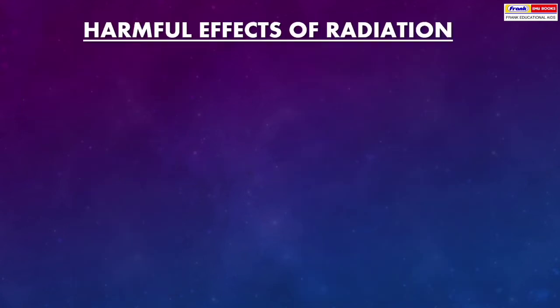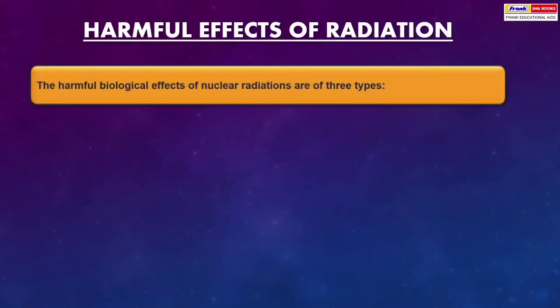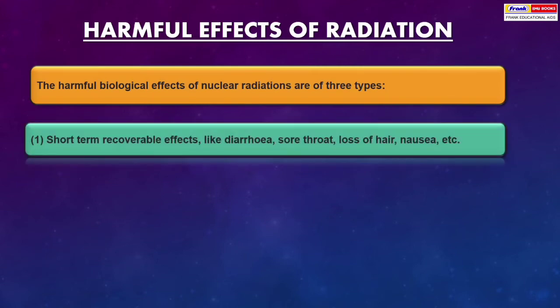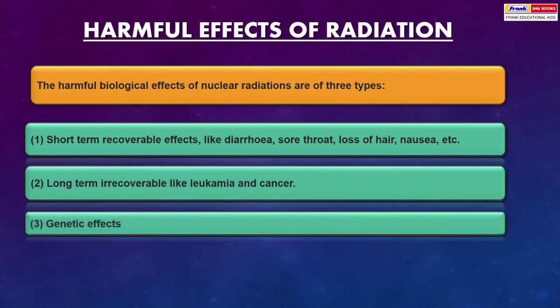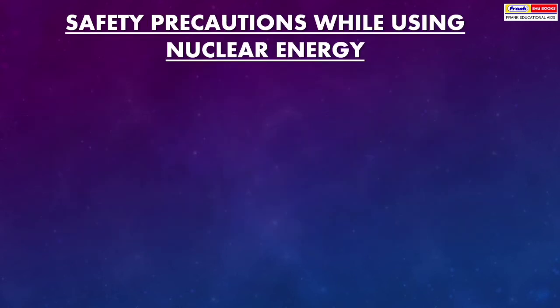Harmful effects of radiation. Harmful biological effects of nuclear radiations are of three types. Short-term, recoverable effects like diarrhea, sore throat, loss of hair, nausea, etc. Long-term, irrecoverable effects like leukemia and cancer. Genetic effects.